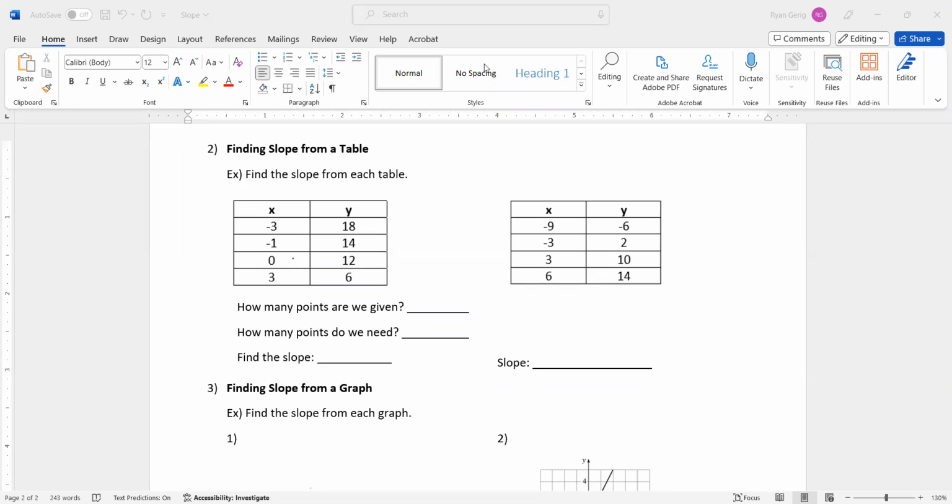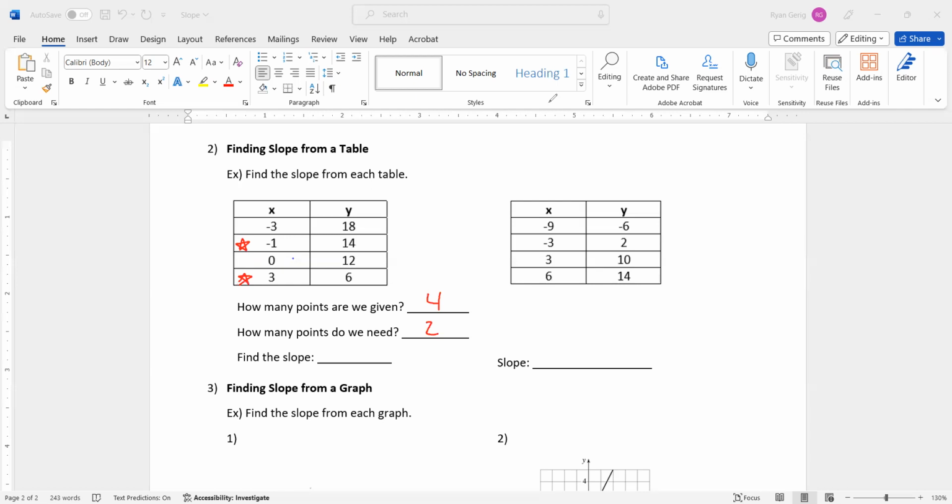Okay, so continuing, how many points are we given in each table? So in the first table, there are 4 points given. How many points do we need? 2. So what I'm telling you is I've given you more than enough. So I'm going to choose 2 points, any 2 points, and find the slope. Now, there are smart choices here. Be a little easier. I'll point them out real quick. These would probably be the 2 easiest. 0 and positive numbers, much easier to deal with than having negative numbers. But I want to show you that it doesn't matter. So I'm going to choose the second one and the last one.